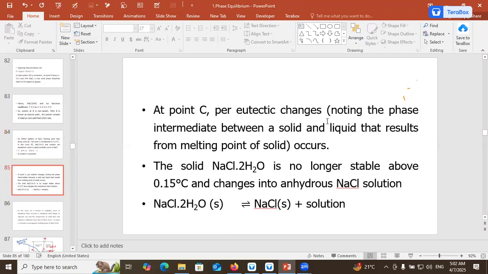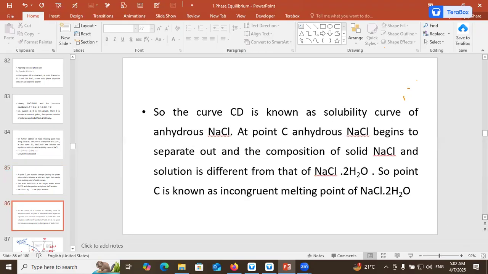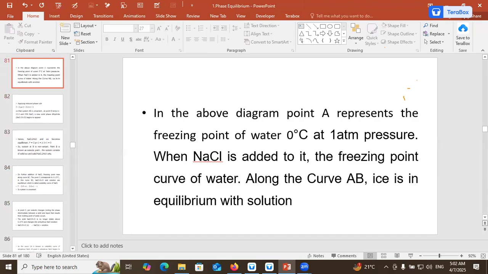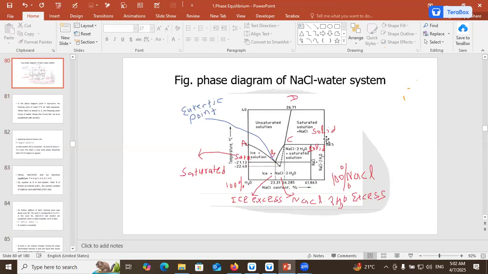At point C, peritectic change, meaning a phase intermediate between a solid and liquid that results from the melting of a solid, occurs. The solid sodium chloride dihydrate is no longer stable above 0.15 degrees Celsius and changes into anhydrous sodium chloride plus solution. Above 0.15 degrees Celsius, sodium chloride dihydrate changes into anhydrous sodium chloride plus solution.